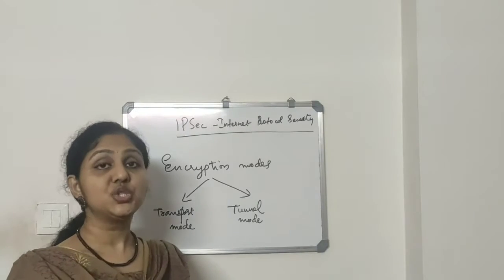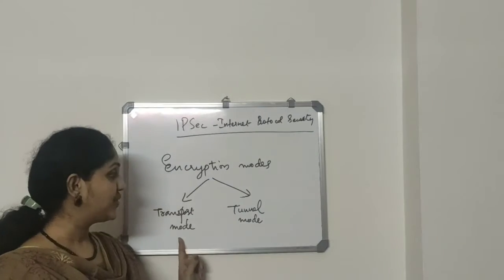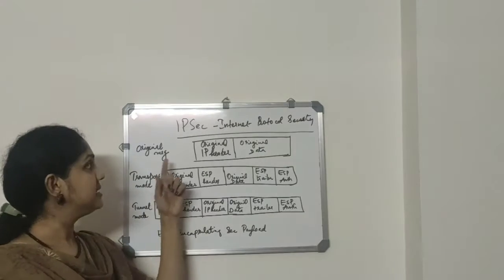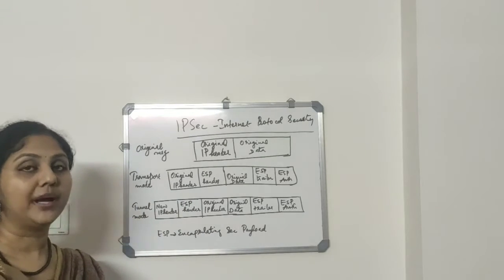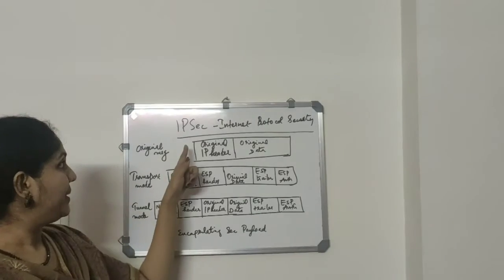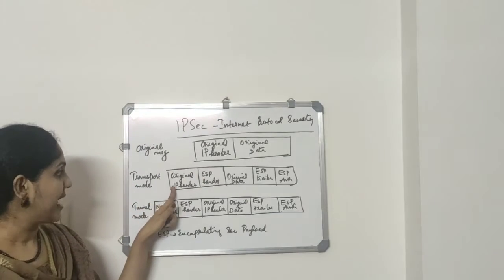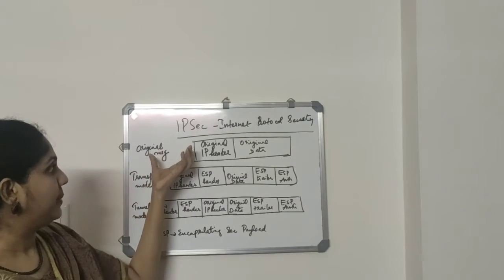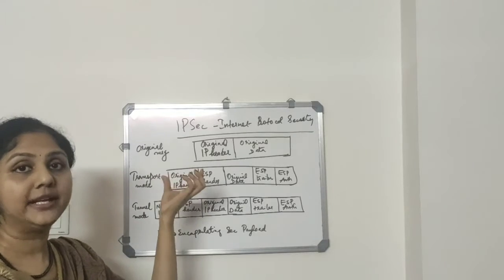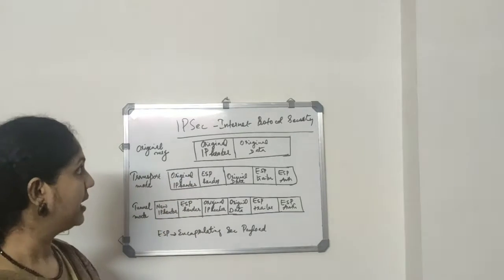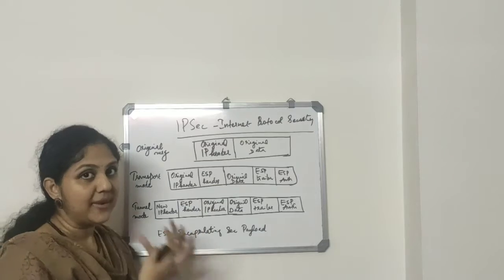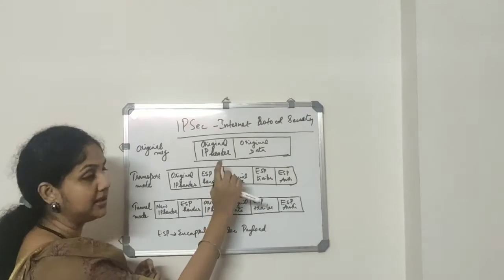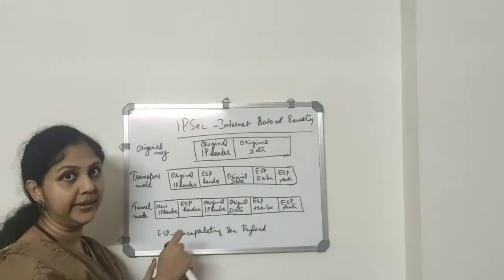IPsec performs at two encryption modes, transport mode and tunnel mode. Let's see the different encryption modes supported by IPsec. IPsec, as I told, provides transport mode as well as tunnel mode. Each differs in how the IPsec header is added. So we know that we have a message to send. This is our original data with the IP header.